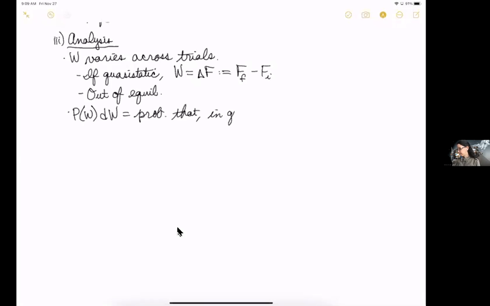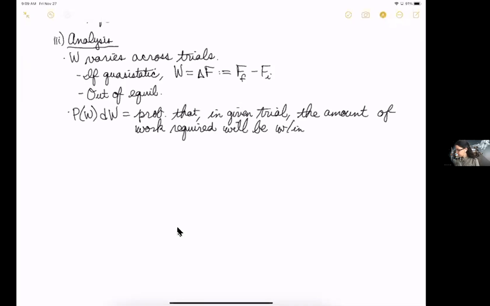in any given trial, the amount of work required will be some amount within a window of length dW centered on the value W. Now we can state Jarzynski's equality. It governs this probability distribution.